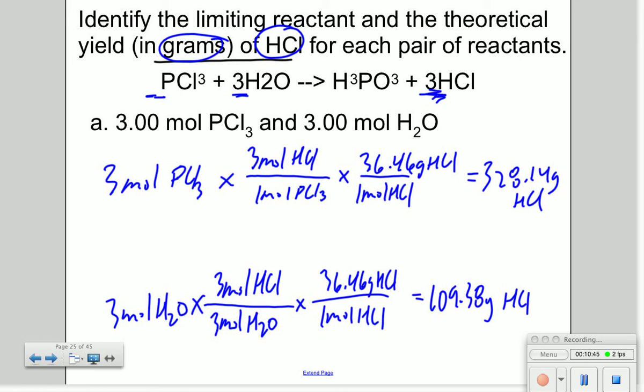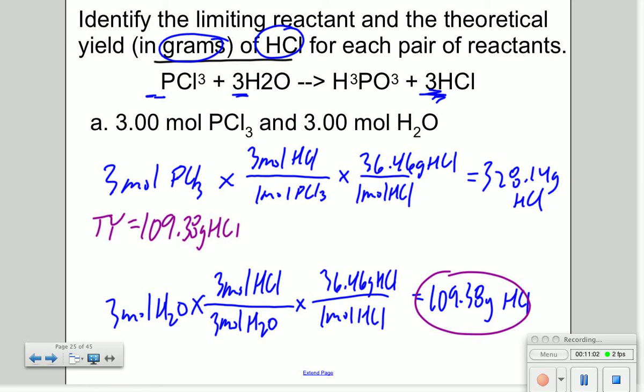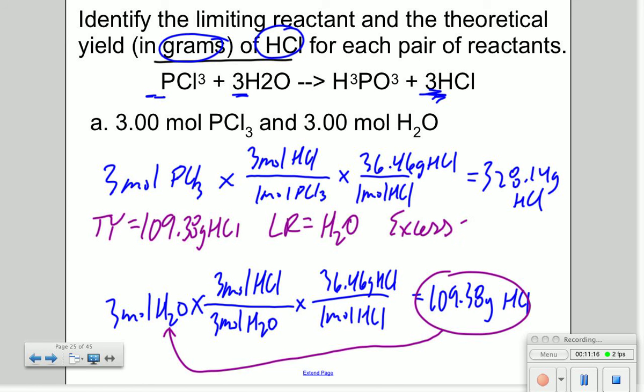I'll change my pen color here to purple. So my theoretical yield is your lowest outcome, or your lowest grams. In this case, 109 is my lowest amount. So my theoretical yield would be 109.38 grams of hydrochloric acid. What is my limiting reactant? Well, this is my lowest. What did I start with? I started with water. So water will be my limiting reactant. And if the question asks what is your excess, you go, oh, this one's the greater one, so it's PCl3.